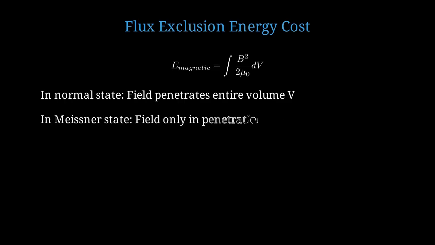In the Meissner state, the field is confined to a thin layer of thickness lambda L at the surface. The volume occupied by the field is roughly the surface area times lambda L. The energy difference is approximately B0 squared over 2 mu 0 times the surface area A times lambda L. This is the energy cost of maintaining the screening currents.